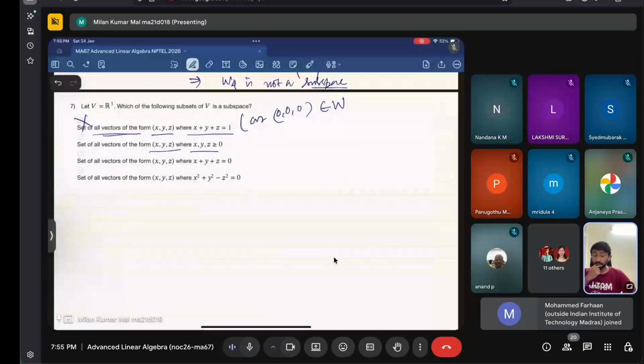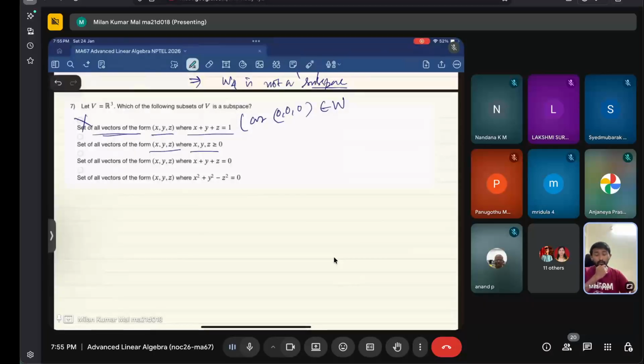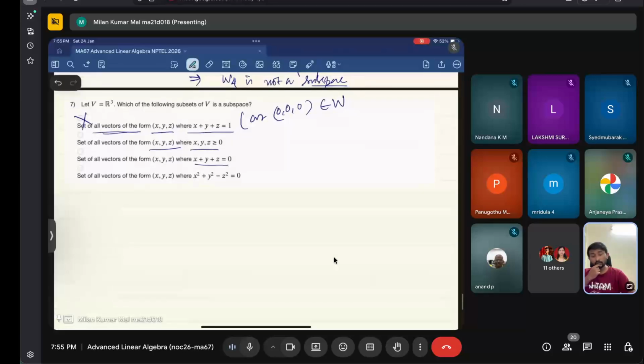Which of the following subsets of V is a subspace? And W3 is the set of all vectors of the form (x, y, z) for which x + y + z = 0. So the first one, 0 is not there, so that's why I can say that this is not a subspace. That's very clear, because the sum for (0, 0, 0) is not giving 1.